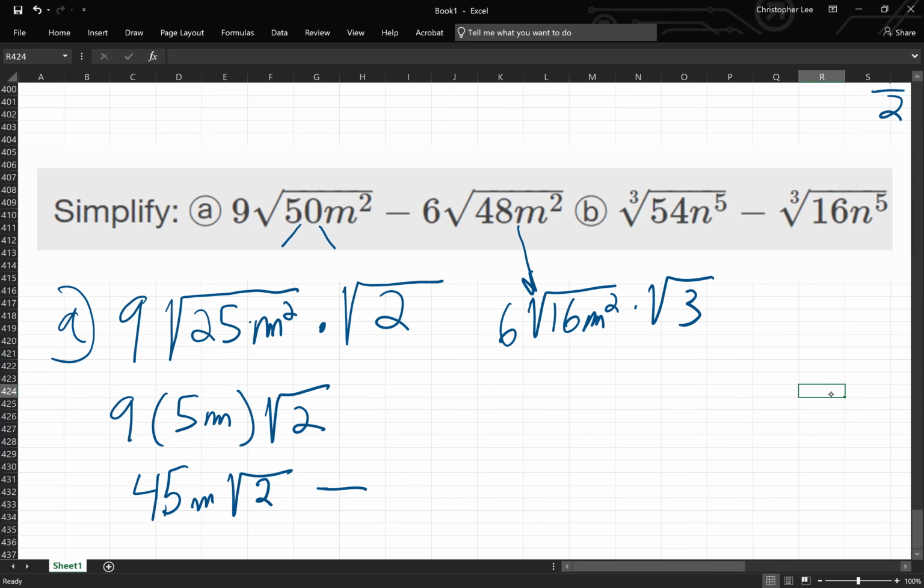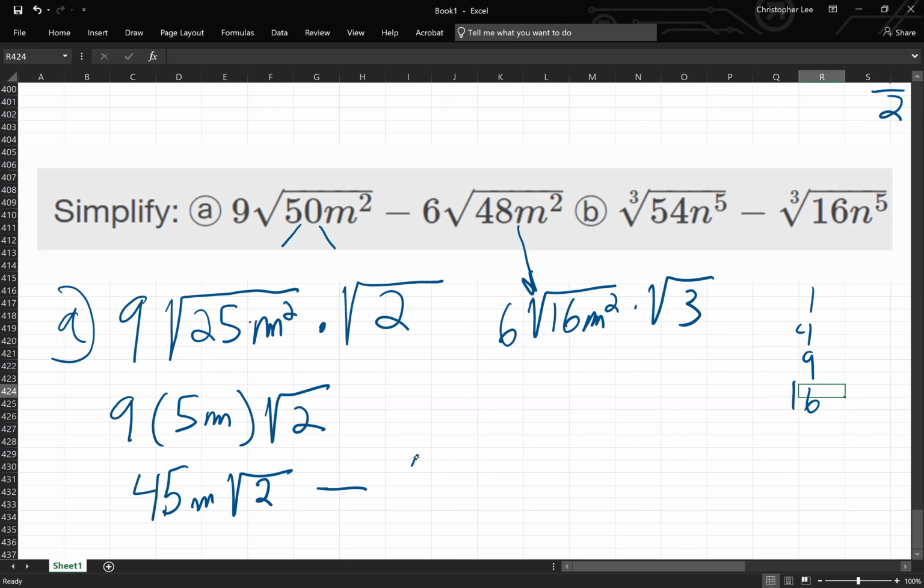Because 24 is not a perfect square. I need a perfect square for this. 3 times 16 is 48. When I say perfect squares, I mean like 1, 4, 9, 16. You know that list from before? It's one of those numbers. But 24 doesn't have one of those numbers.